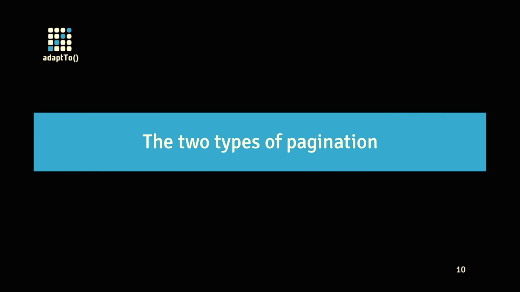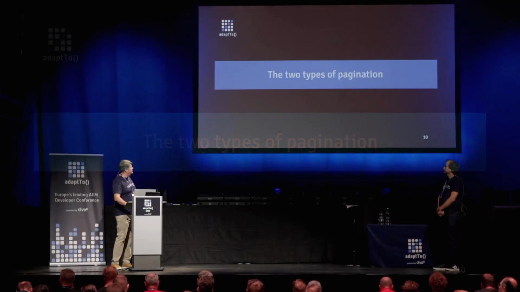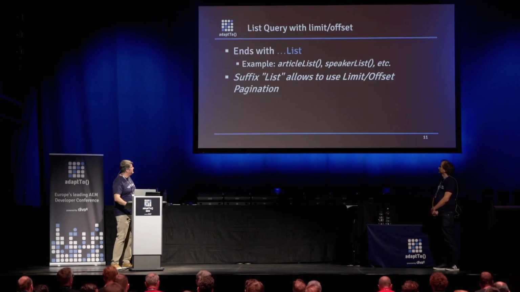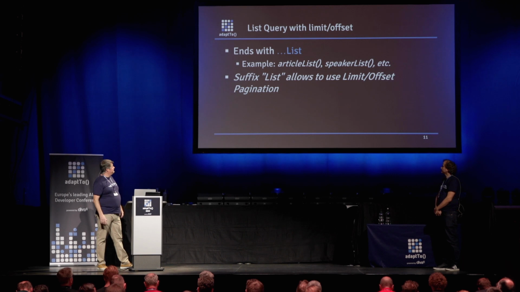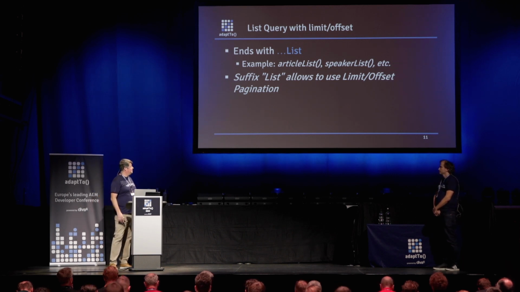So there are two types of pagination. I just showed the list query, but actually, yeah, this is how it looks like. And an important thing is that the list query is using limit and offset pagination.